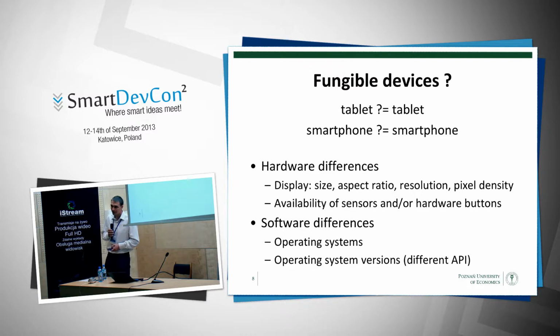And it is possible to some extent within the same range of devices when you have similar hardware or similar software. But when you take into account the whole range of diverse devices on the market, you have a lot of hardware differences, especially differences that are visible to the user, like the screen size, its resolution, pixel density, aspect ratio. All this influences the user interface of the application, which has to be implemented differently on different devices.